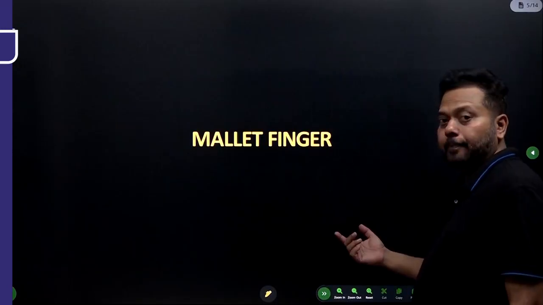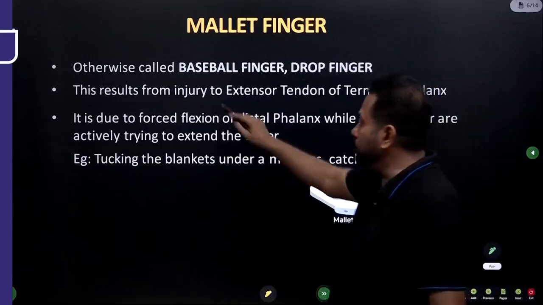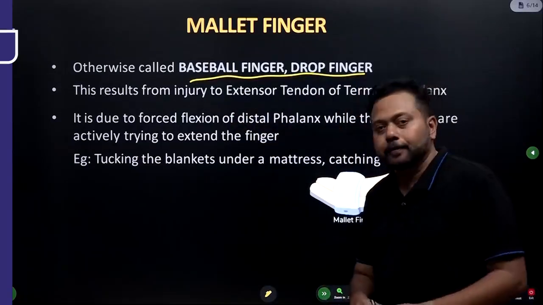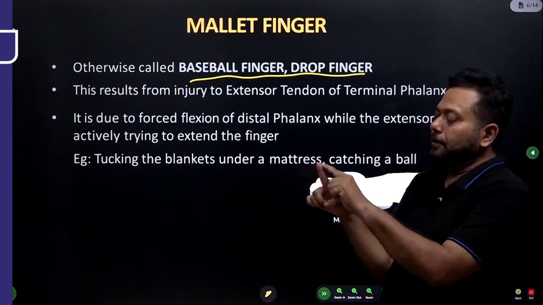Now, coming to another very important short topic, mallet finger. What is mallet finger? This is otherwise called baseball finger, also called drop finger. This results from injury to the extensor tendon of the terminal phalanx. For example, this is the terminal phalanx.